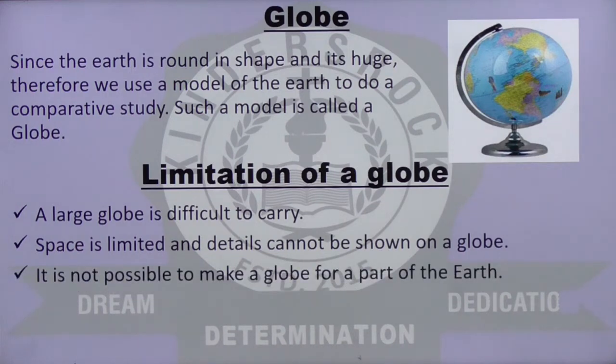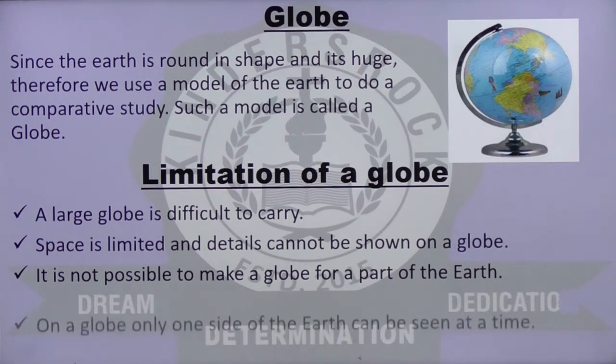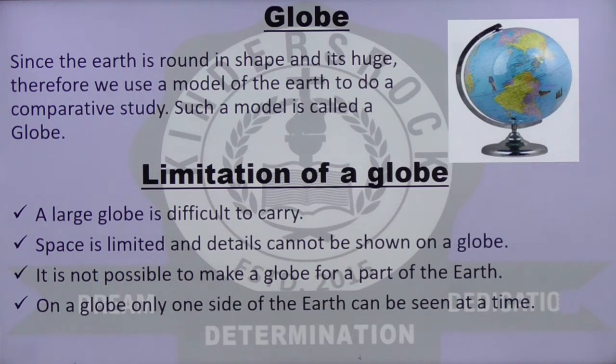It is not possible to make a globe for a part of the Earth. On a globe, only one side of the earth can be seen at a time.